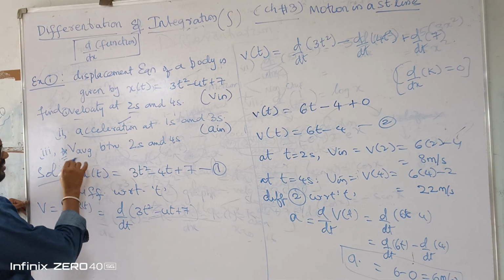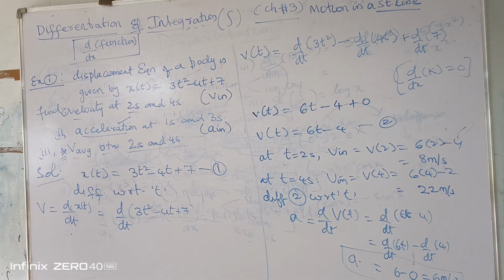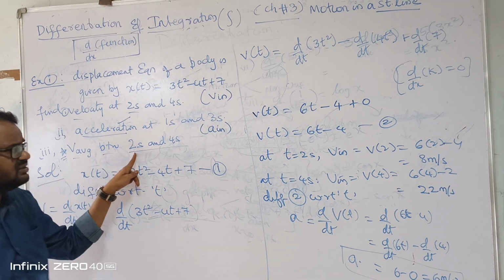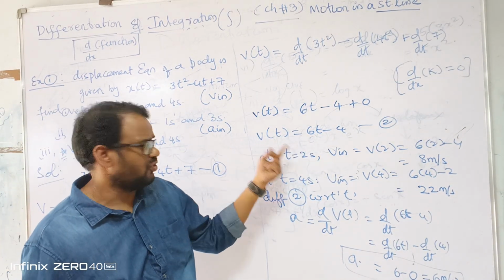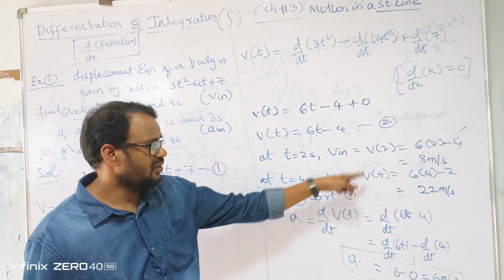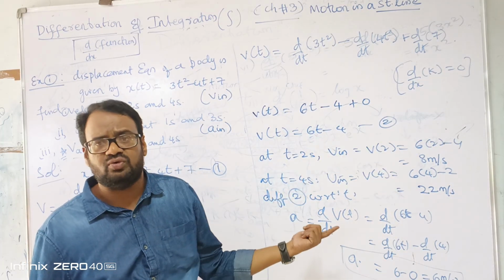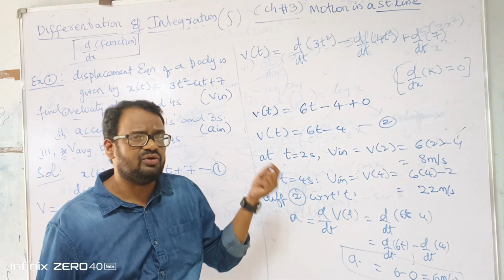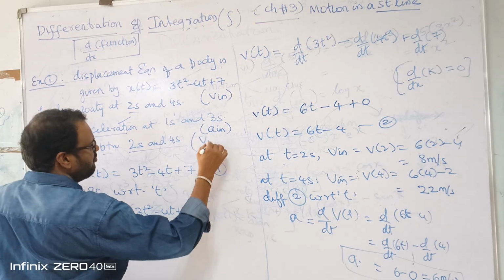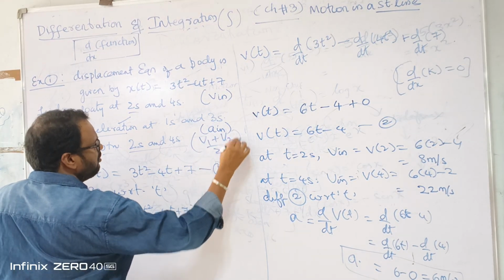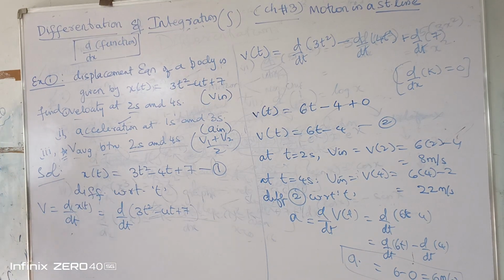Now, I will give this as work to you. Try this one: find v average between 2 and 4 seconds. To find v average, there are two ways. Substitute 2 seconds and 4 seconds in equation 2 to get v at 2 and v at 4. Already we got that. Average means take the average of these: 8 plus 22 by 2, which is 30 by 2, 15 meters per second. Average means the sum of v1 plus v2 by 2, where v1 is at this time and v2 is at this time. This is one way of finding the average.